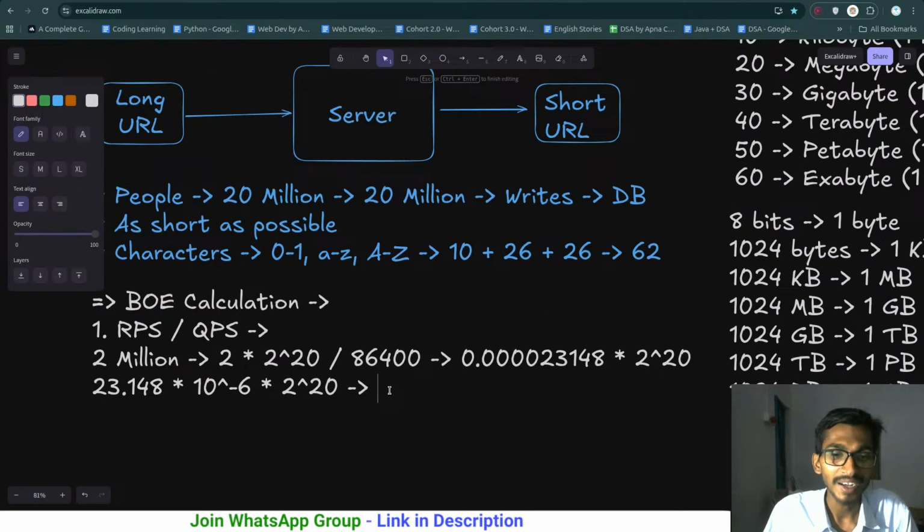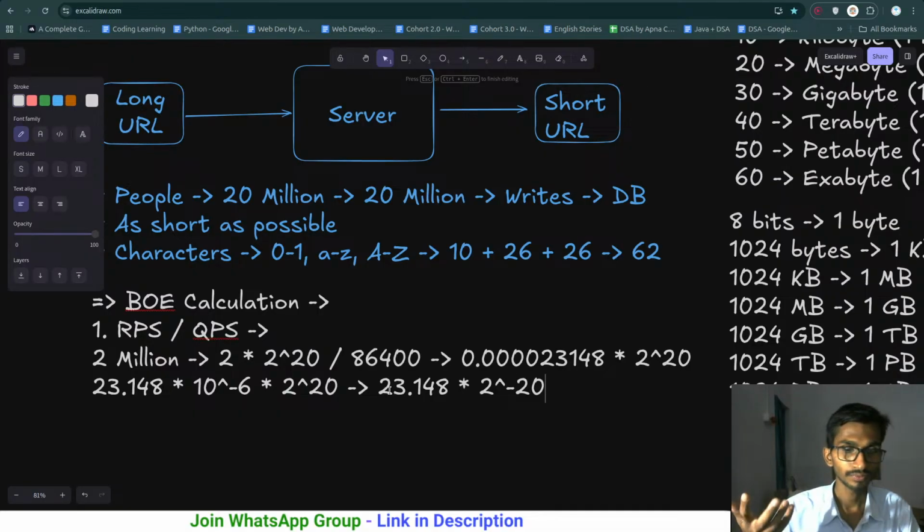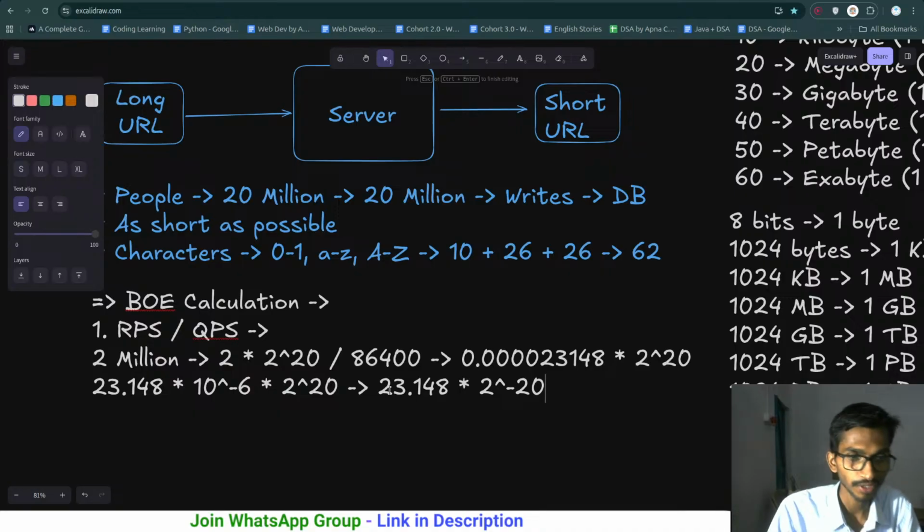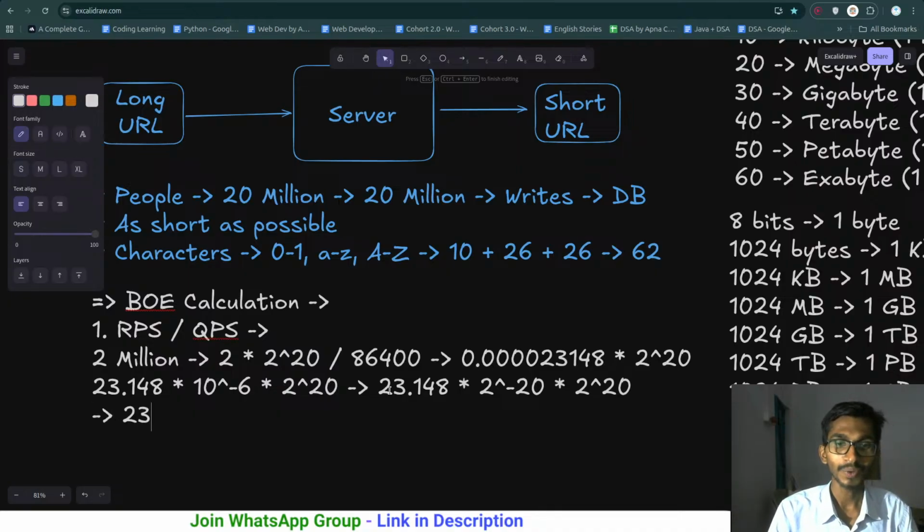Okay, so ultimately it's going to be equivalent to 23.148 multiplied by 2 to the power 20. But it's not going to be 20, it's going to be minus 20, because of course... haven't I made a mistake here? Let's see whether I made a mistake or not. Multiplied by 2 to the power 20, I already had here. If I made a mistake, I will check it back. And then we just simply got 23.148. Now let's see whether I have made a mistake.